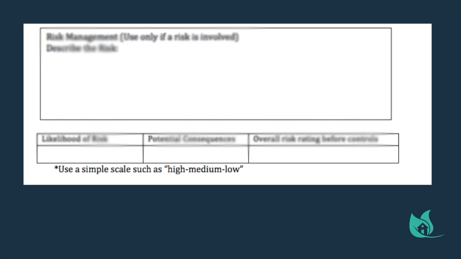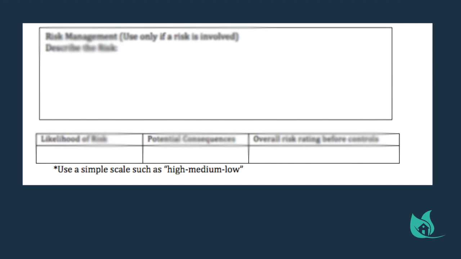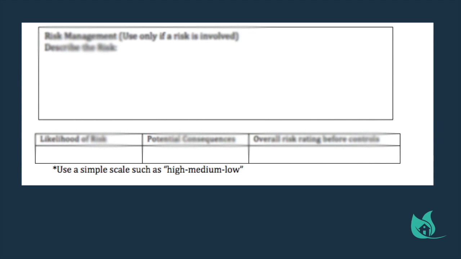Then further down the page is the risk management. Now, this obviously you only use if a risk is involved. So if you're using it for a meeting, you don't need to fill this bit out at all, just put a line through it. But if you're assessing a risk, this is where you'd fill that piece in. So you may be deciding to work on the roof of the house, and all you have to do is climb up to retrieve something to come back down again.